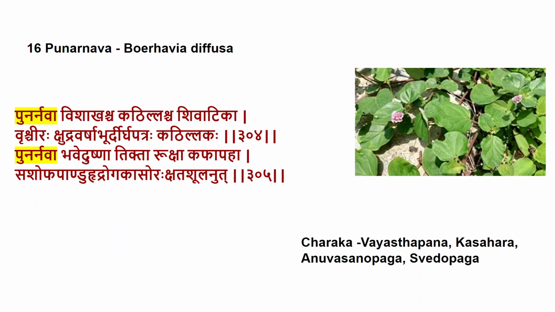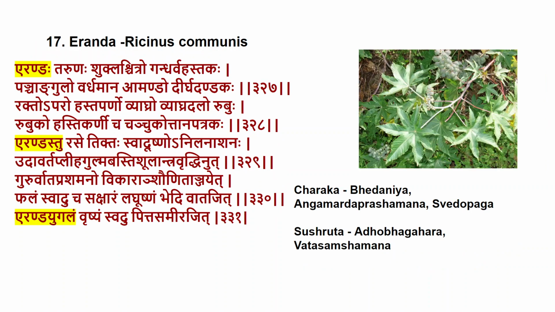Then the other very popular drug where there is not much of a controversy is Punarnava, Boerhavia diffusa. Punarnava Vishakhascha Katilascha Shivatika Vrishchiraha Kshudra Varsha Bhu Varsha Bhu Kshudra Varsha Bhu Dirghapatraha Katilakaha. The other Paryapadas are the same, and the Guna of Punarnava is Ushna Virya, Tikta Rasa, Ruksha, Kaphapaha. Shashofa Panduruga, Kasa, Urakshata Shulanata. In Charaka, it is added in Vayastapanagana, Kasa Haragana, Anuvasanopaga, and Shrigopaga Ganas.